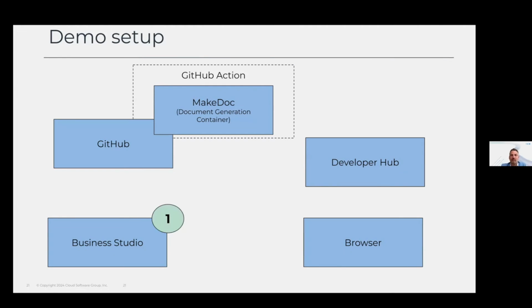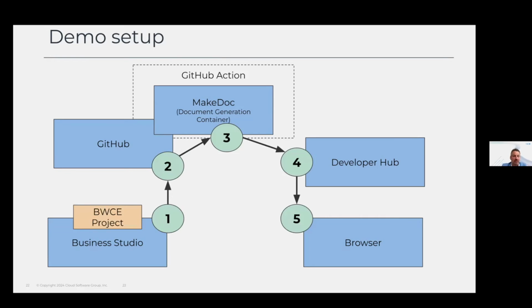So what we will do is we'll open up a BW project in Business Studio. We'll make a change to that BW project, and we'll commit that change into GitHub. That commit then results in this GitHub Action being triggered, picking up that change, regenerating documentation and putting that back into the repository, which then gets picked up by the Developer Hub, and you can eventually show that in the browser.